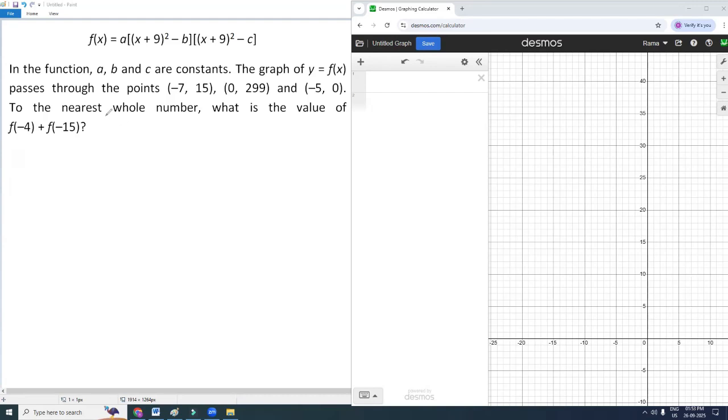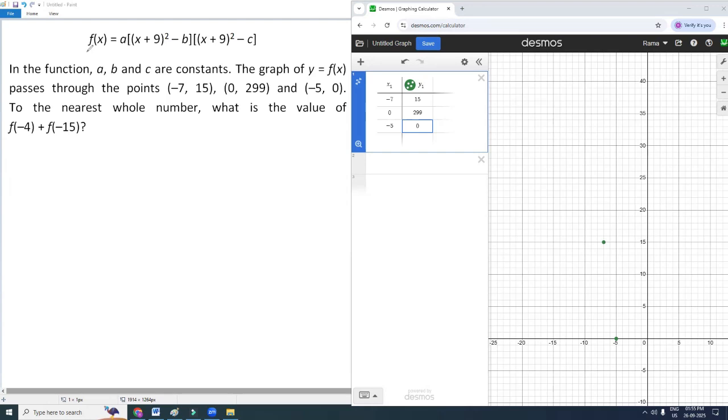First, let's get the graph of the given function on Desmos using the given three points. Let's give the points as input. Let's click on the plus sign, table. The first point is (−7, 15), the second point is (0, 299), and the third point is (−5, 0).